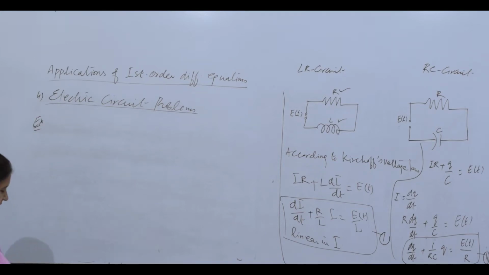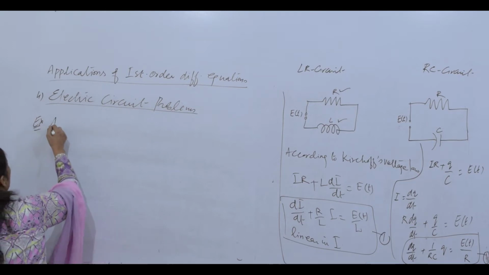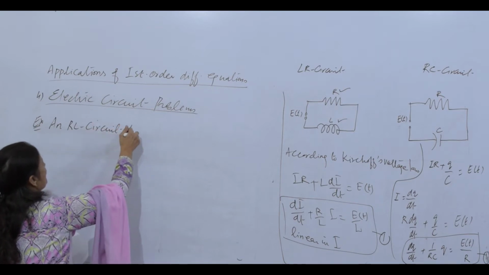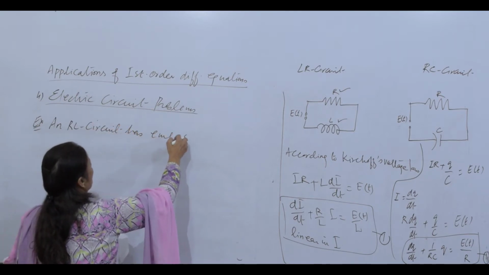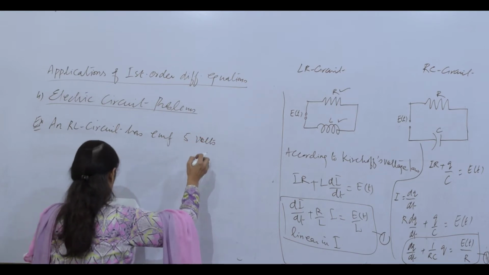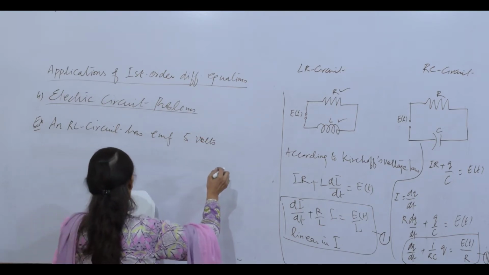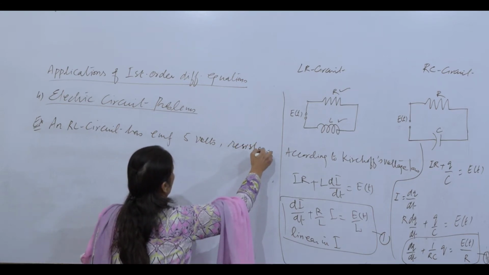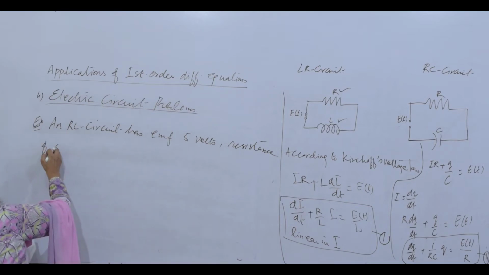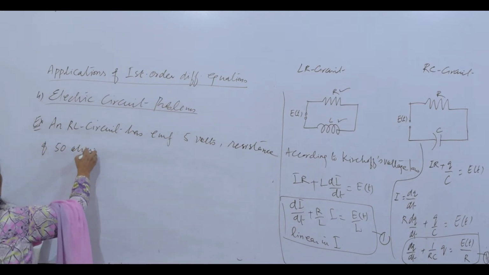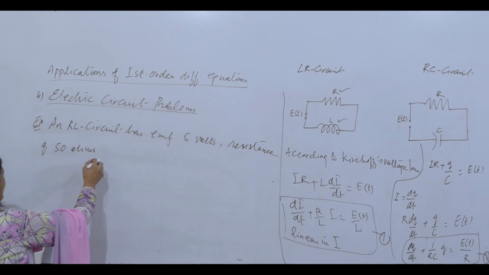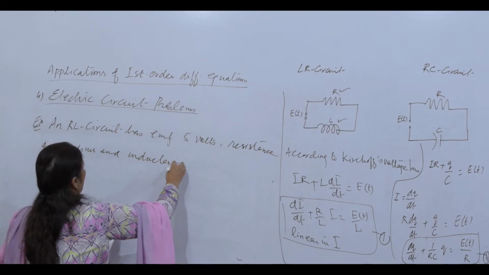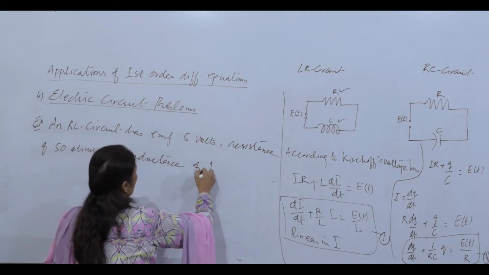An RL circuit has an EMF of 5 volts, a resistance of 50 ohms, and an inductance of 1 Henry.